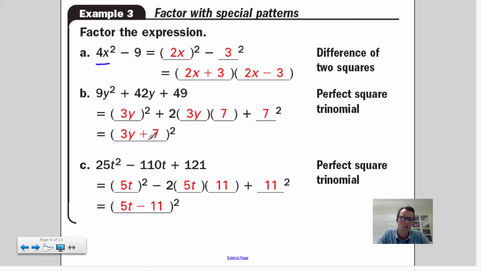Now, the second two are really nifty. If they happen, you're kind of excited, right? This is 9y squared and 49, which is really (3y) squared and 7 squared. If you had the difference, you would get this third example. These guys, if you recognize them, that's cool. I don't expect it as much.